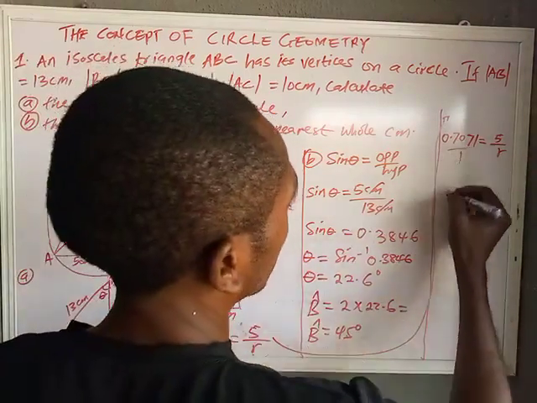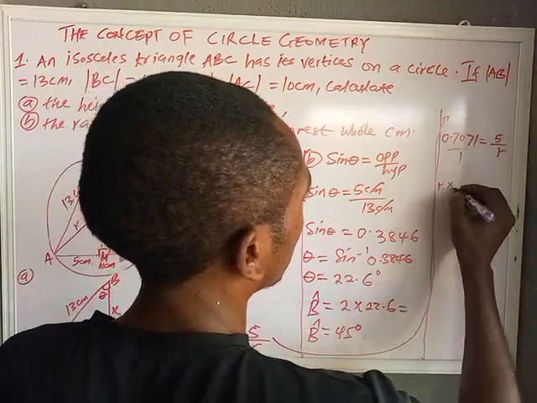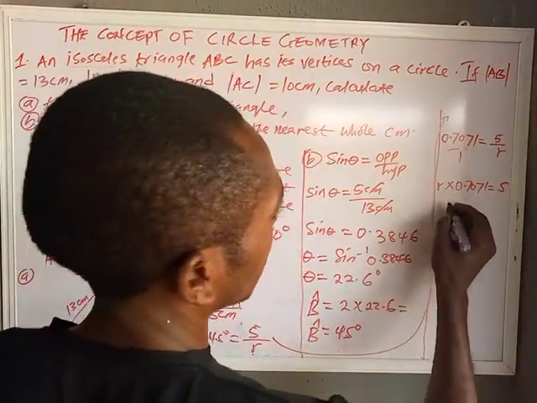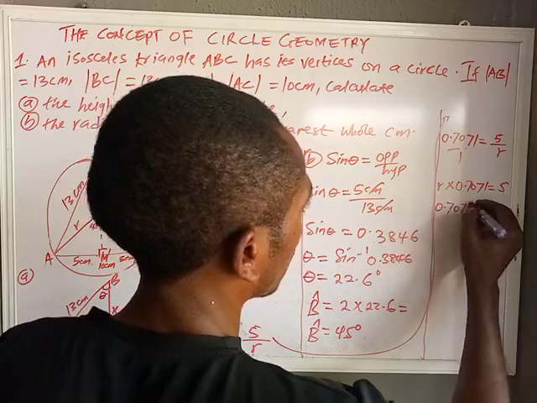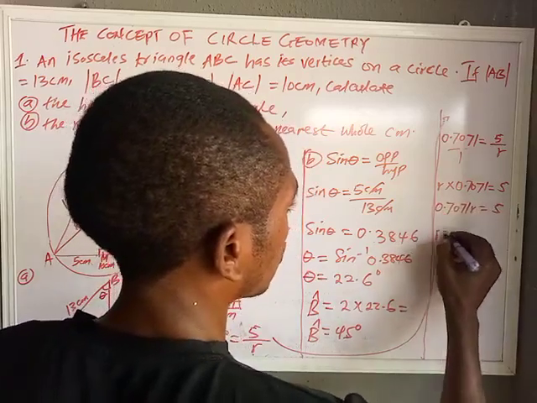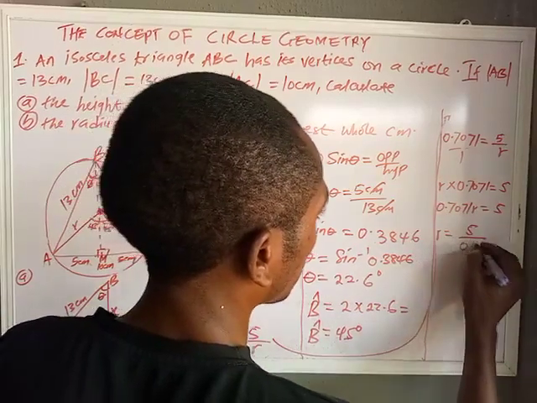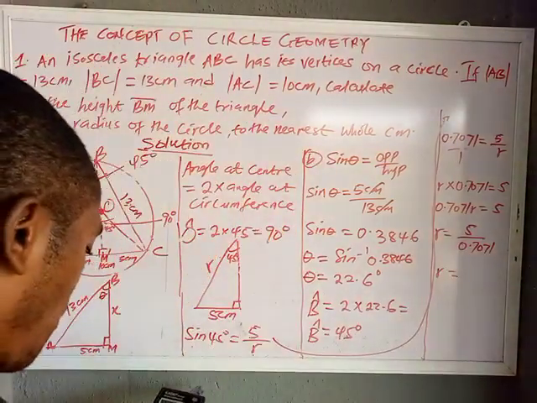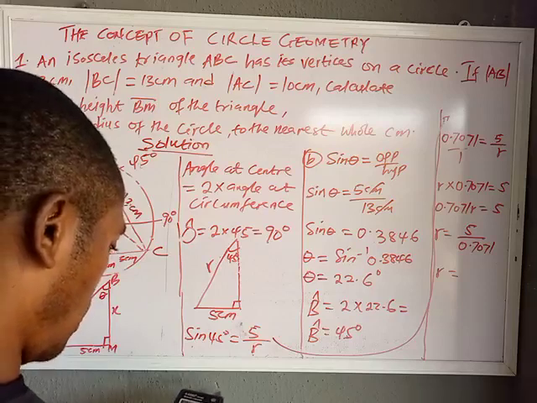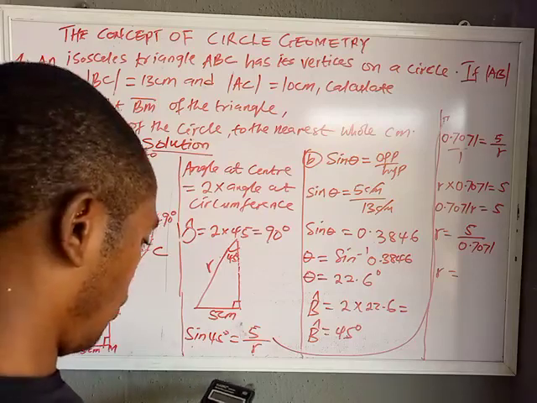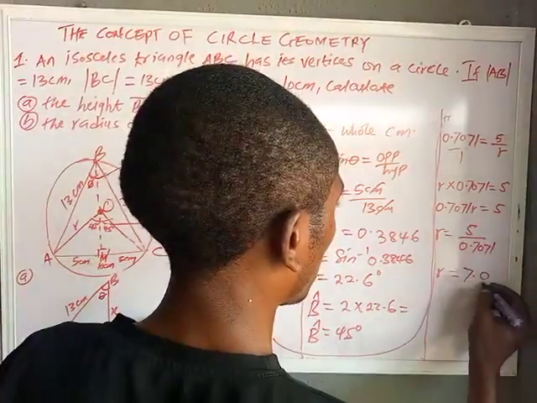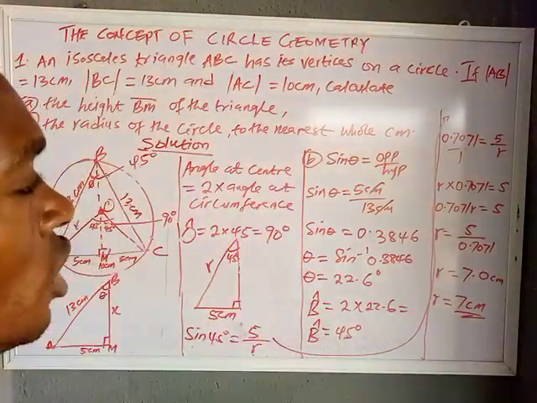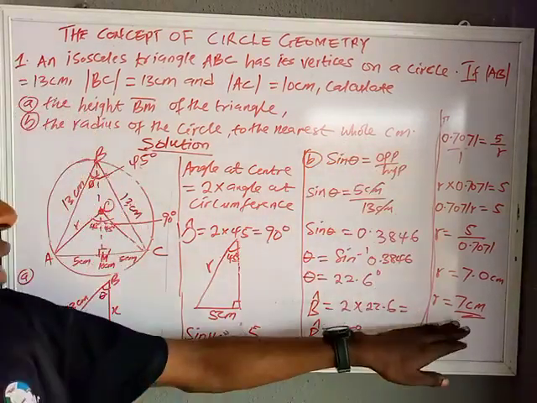So I cross multiply this. This is like over 1. So this is going to give you R times 0.7071 equals 5. So 0.7071 R equals 5. So R is going to be 5, dividing both sides by 0.7071. So R is going to be 5 divided by 0.7071, which gives me 7.0 centimeters. So R is equal to 7 centimeters to the nearest whole centimeter. So the answer here is 7 centimeters.